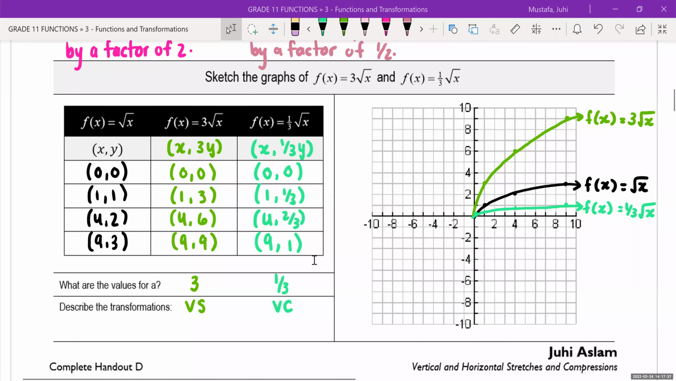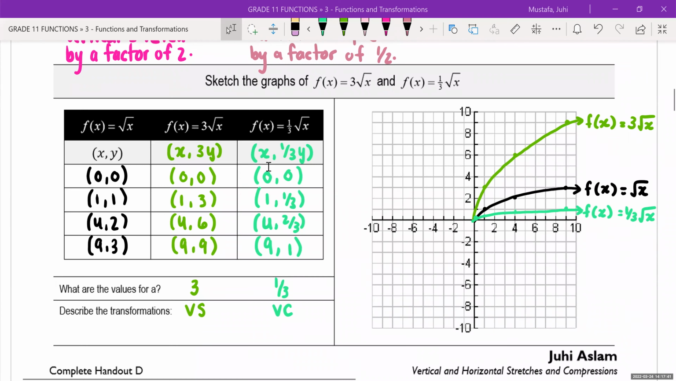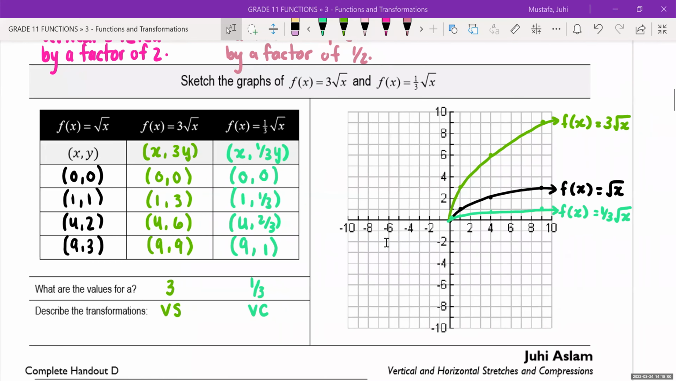Okay, hello recording. So here is our vertical stretch and compressions for the square root function. So we have our square root function in black, the original one. Then when there's a number outside, like 3, that tells me that I'm multiplying my y values with 3. And when there's a third, I'm multiplying my y values with a third for this one. I graph them, and that's what they look like.